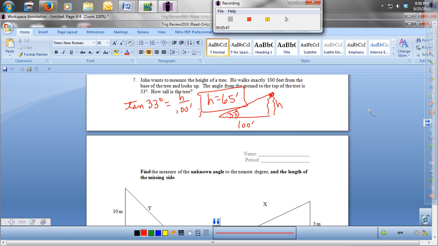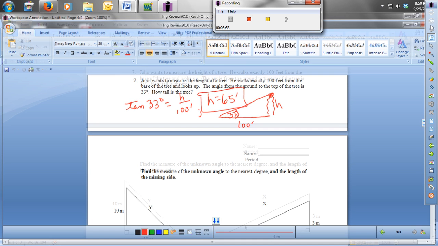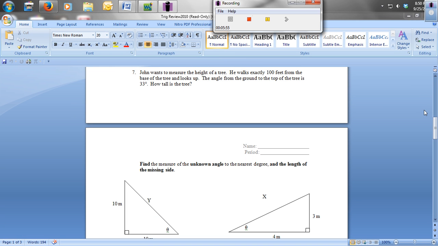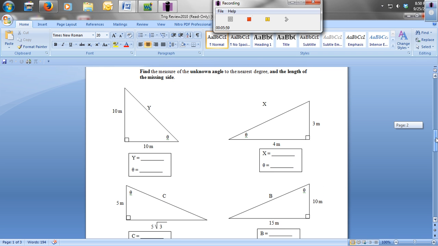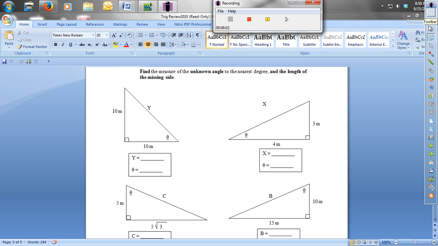Okay, now we're ready to go on down here and look at the actual triangles and play with them and see what we can do about that. See if we can figure those out, and I have complete confidence that we can. Alright, so it says find the missing unknown angle to the nearest degree and the length of the missing side.